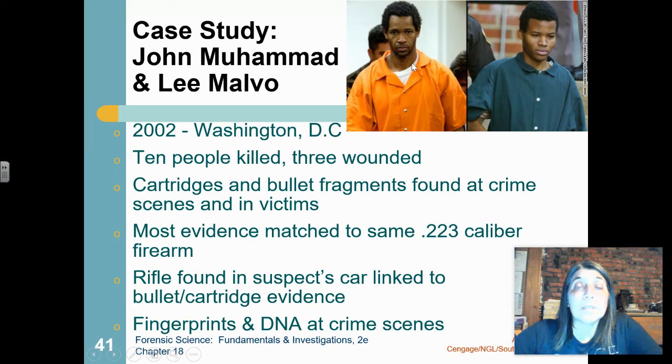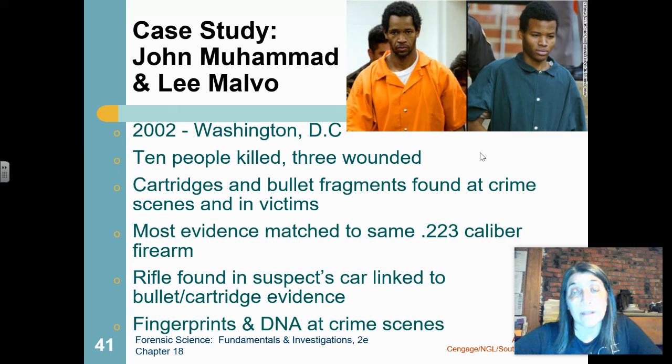Anyway, so this was back in, I forget if it was October. I feel like it was in the fall of 2002. In the Washington, D.C. area, in a matter of 3 weeks, I think it was about 3 weeks, 10 people were killed and 3 were wounded. And these dudes were just snipers. Okay, this was a sniper incident.